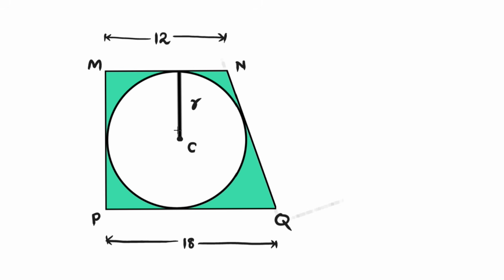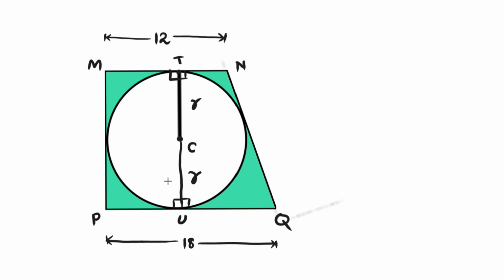Now suppose the circle touches the top side at point T and the bottom side at point U. The first property we use is that a radius drawn to a point of tangency is always perpendicular to the tangent line. That means CT is a radius, so CT equals R, and CU is also a radius, so CU equals R as well.